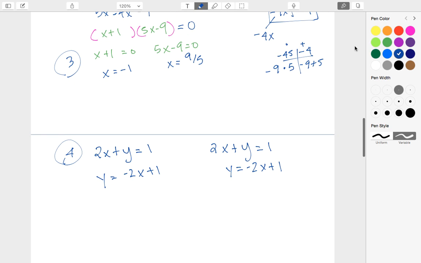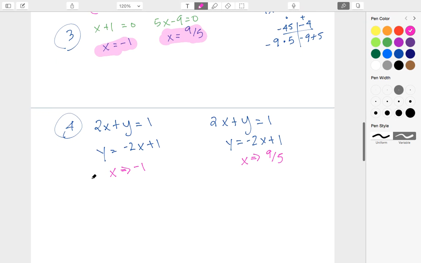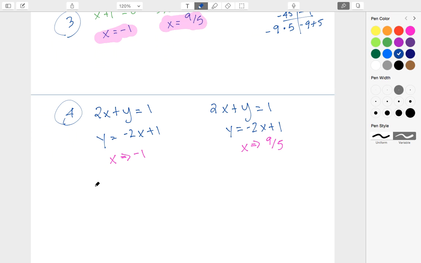Okay, so again, I'm going to use these solutions. So I have here when x is equal to negative 1 and when x is equal to 9/5, right? And we want to substitute that in. So we'll have y is equal to negative 2. And then we'll get y is equal to negative 2 times negative 1, which is 2 plus 1, and you'll get 3.